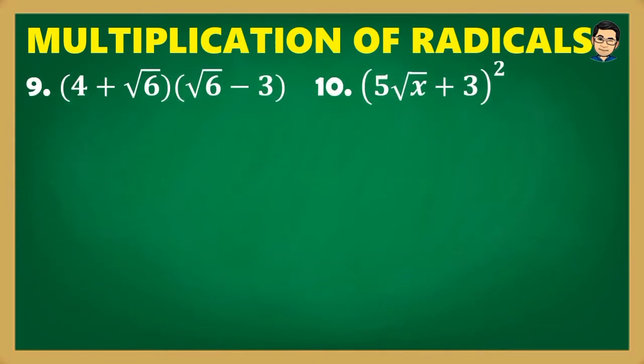So, for number 9 example, we will apply FOIL method. That is first, outer, inner, and last. So, first muna tayo dun sa F. 4 times square root of 6. So, i-multiply natin yon. And then, yung outer terms, 4 tsaka negative 3.